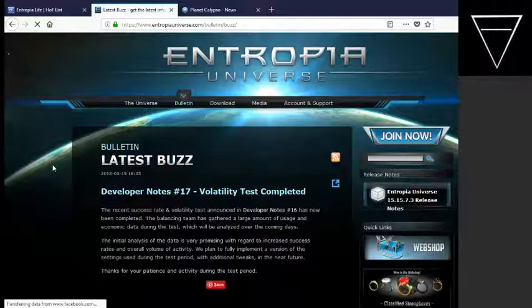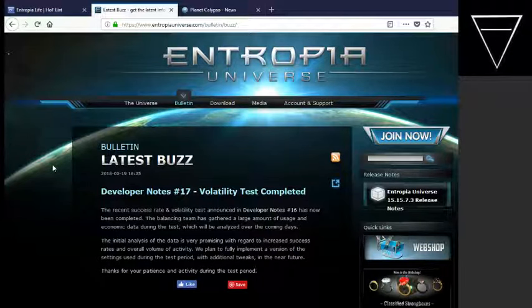First in the news, the volatility test that MindArk was running has been completed, so mining and crafting are back to the way they were for now. Eventually they'll apparently be updating it permanently based upon the test. That's what this paragraph says.